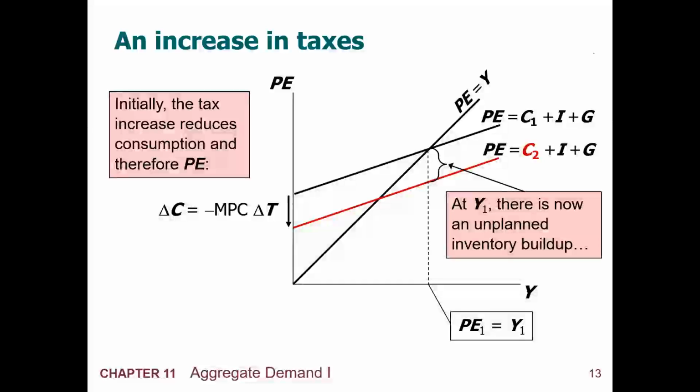And again, we can find the distance between the two. There's an unplanned inventory buildup, right? And the reason why we have the unplanned inventory buildup is, let's say the economy was initially at PE, right? PE is equal to Y1.